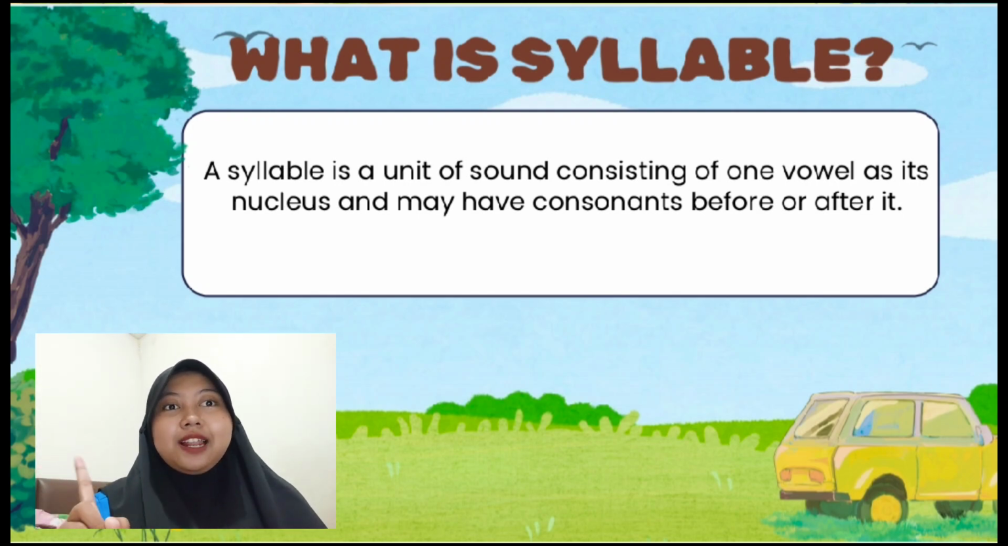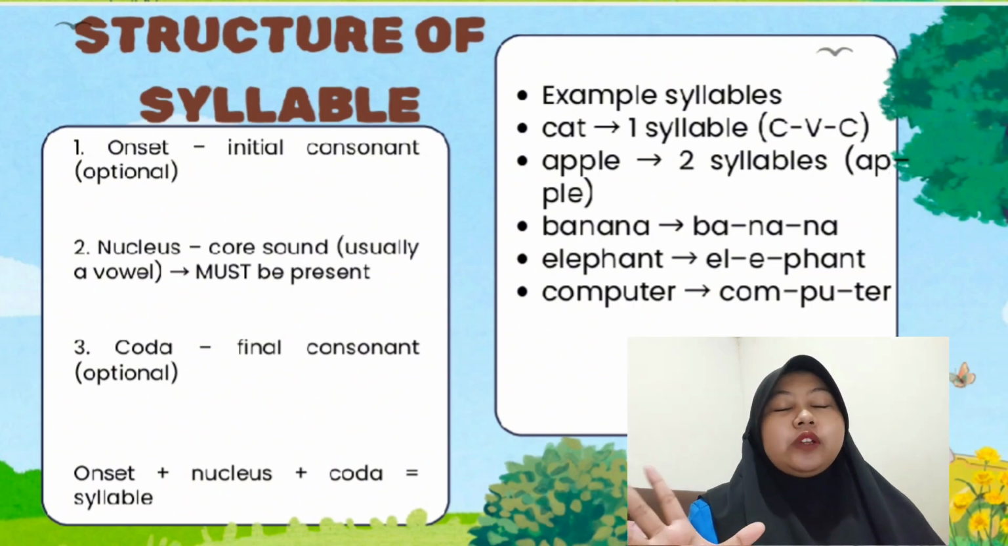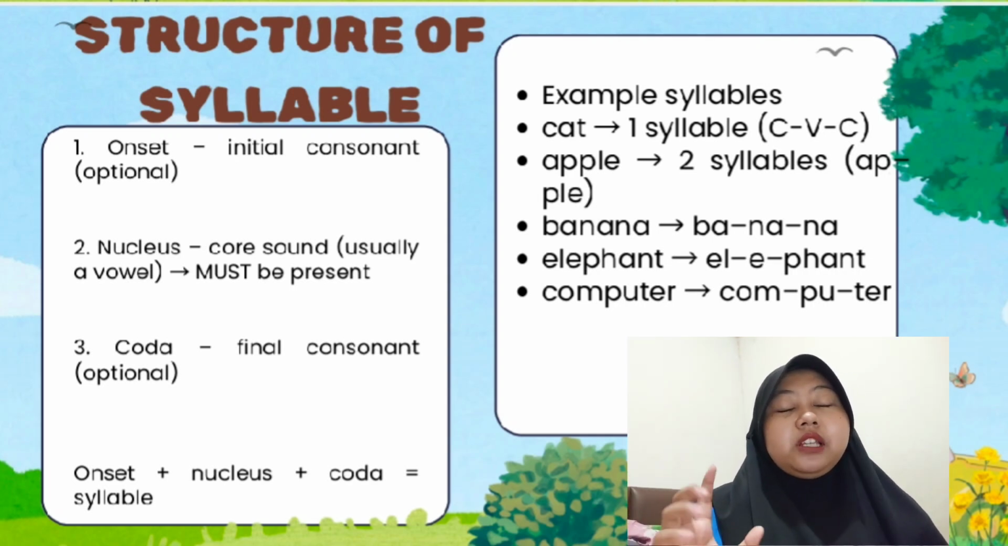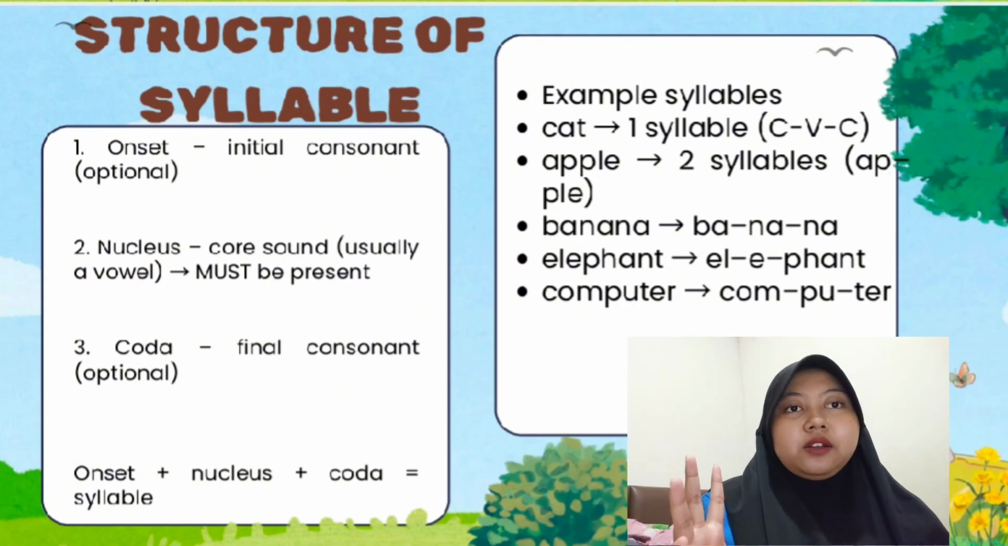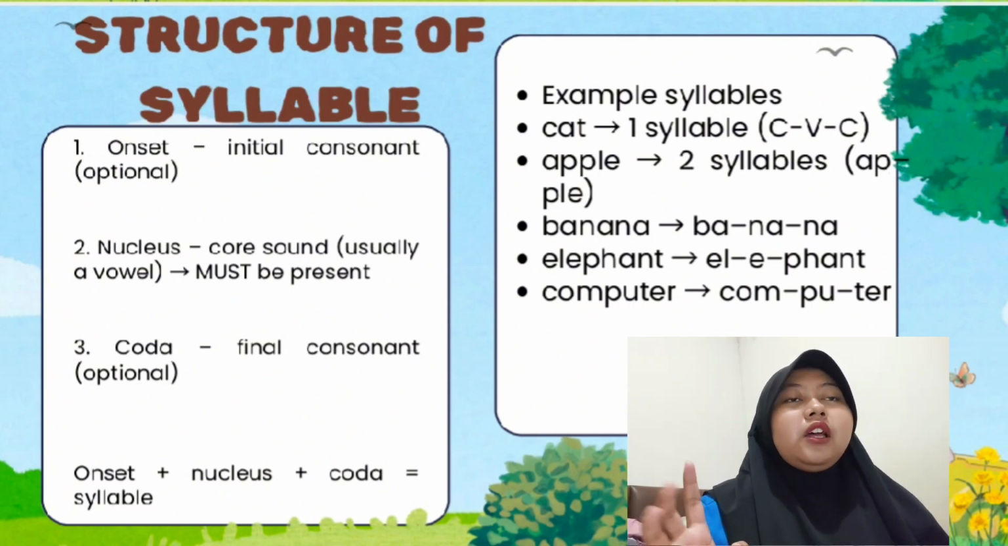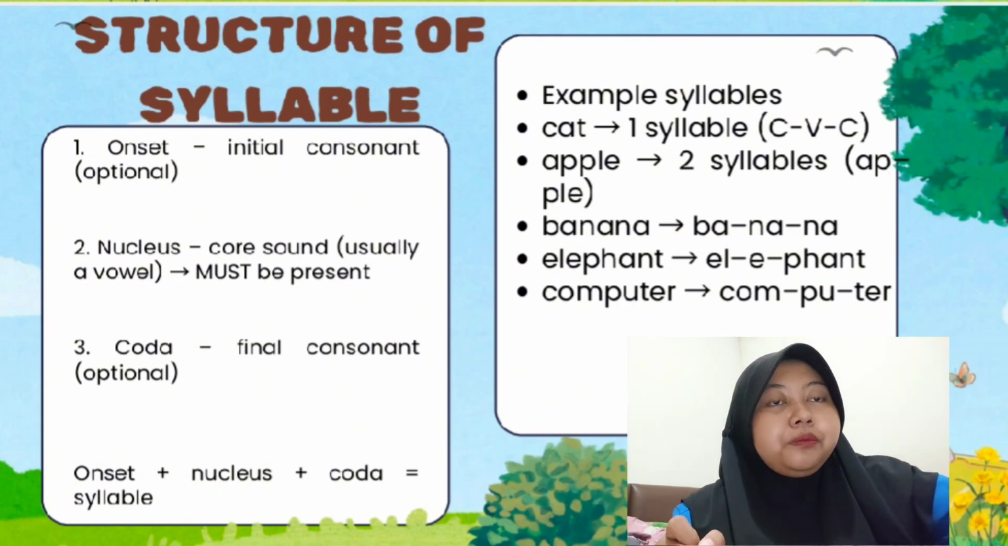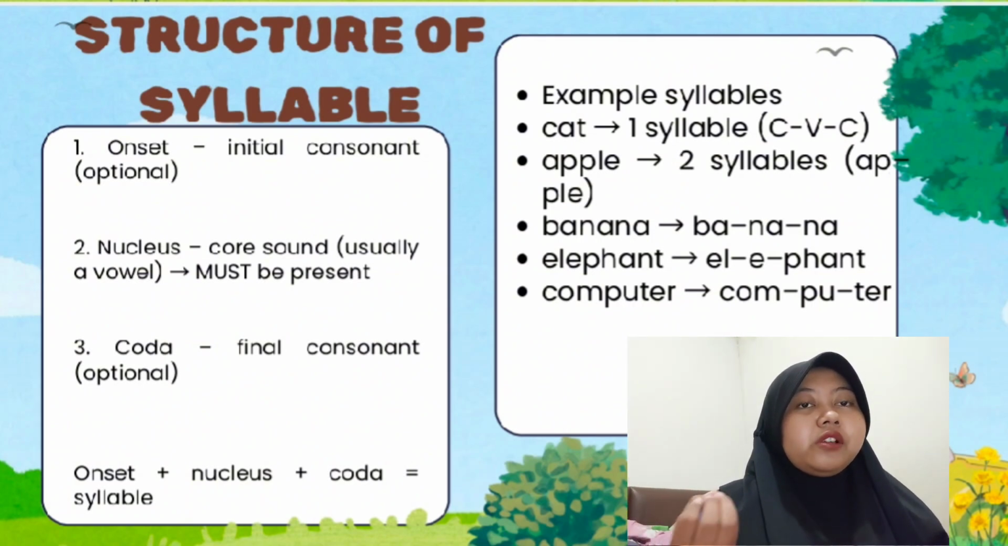Alright, we move to the next slide. It's about the structure of syllable. In this slide, we have 3 points about the structure of syllables and then examples for syllable. The first one is onset. Second one is nucleus. Third one is coda. The structure of a syllable consists of 3 parts.